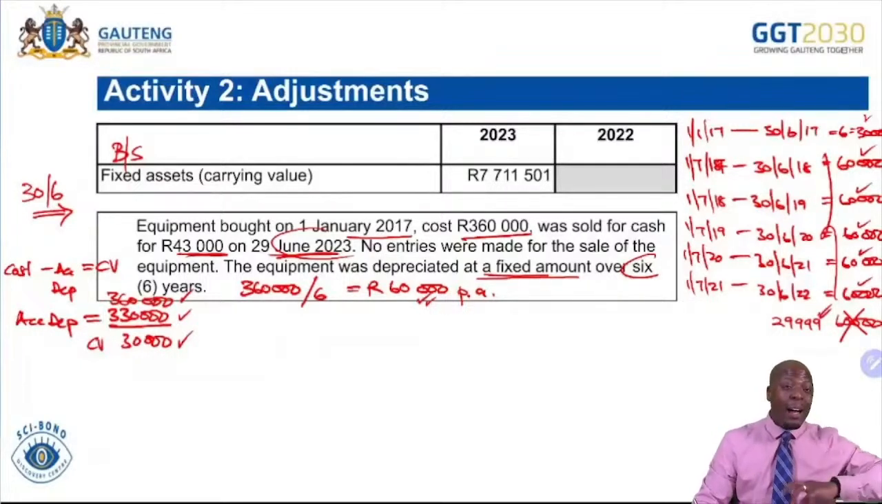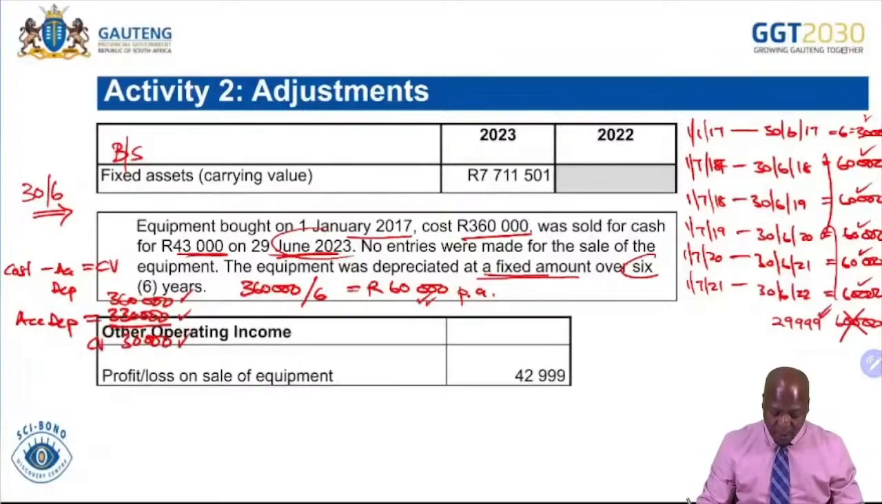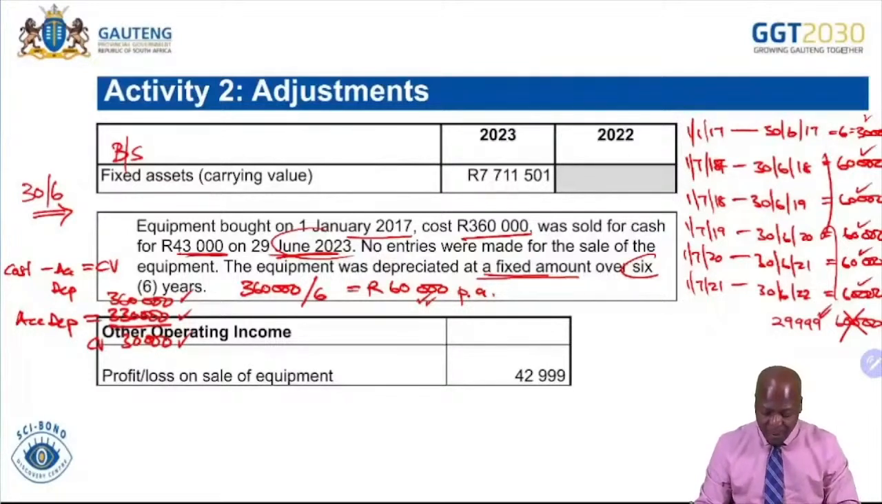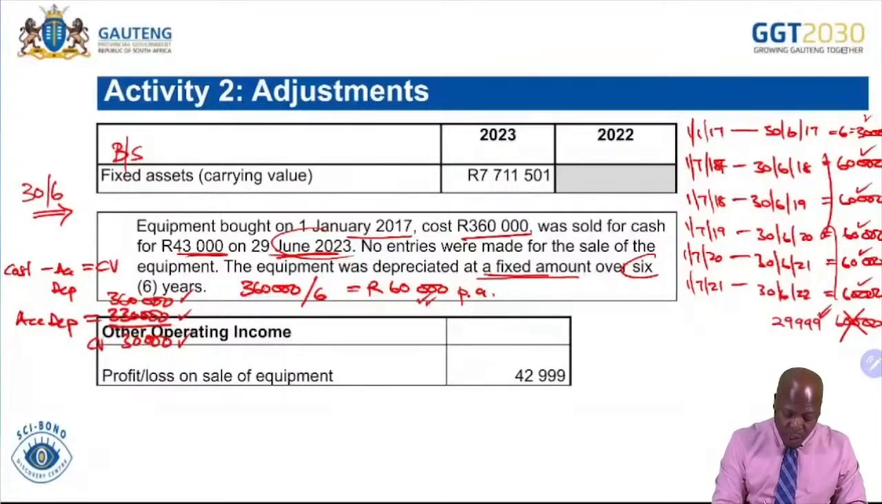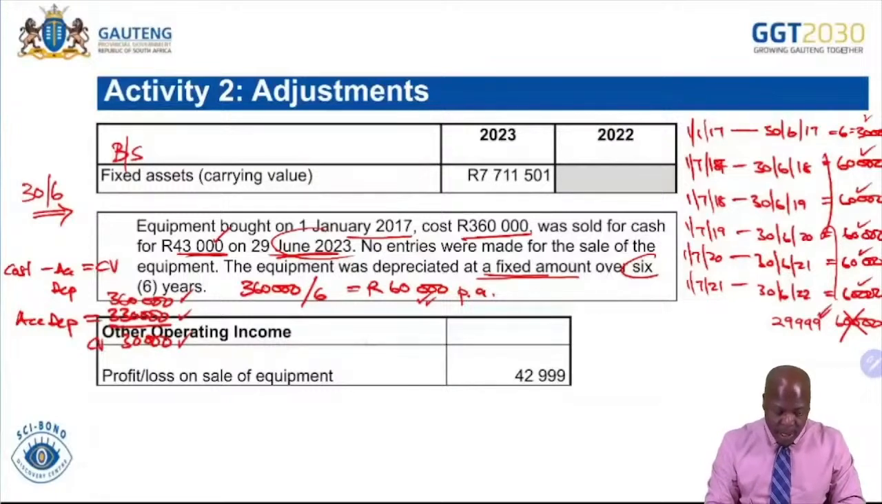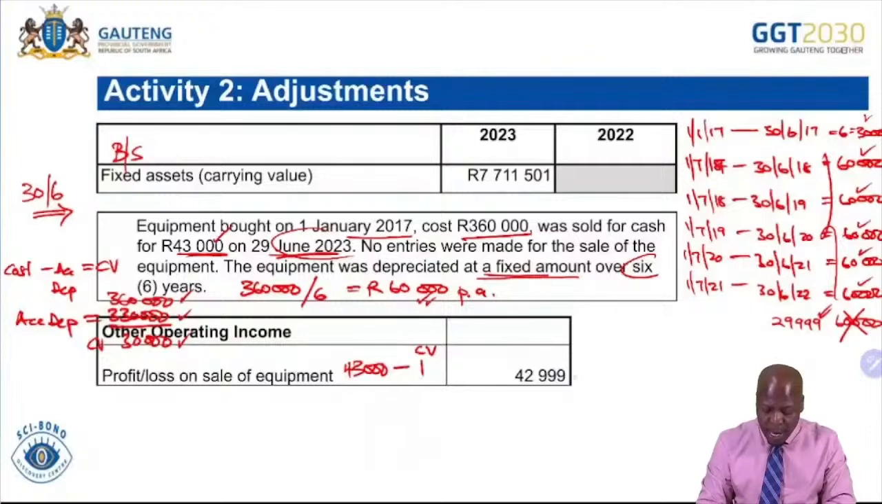But now remember, we are selling this particular asset. So what it therefore means, when we are now recording the profit or the loss on sale of this asset, we will now say, we sold the asset for 43,000. This is what we sold it for. Yet it had a carrying value of 1 rand. So how much did we get as profit or loss? We got profit of 42,999.